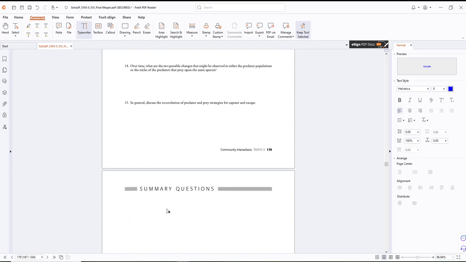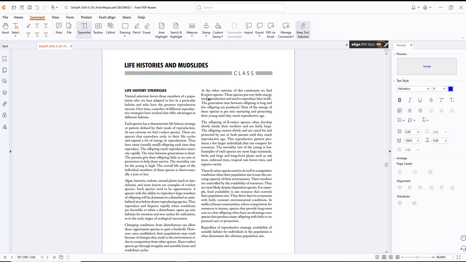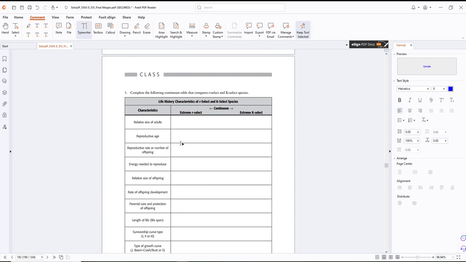There's a lot of information about that in our workbook. So life history strategies, the difference between K select and R select. We're going to take a look and compare the two. When comparing the two, just do one word answers here: the extreme R select versus the extreme K select, one side versus the other side. For example, the relative size of the adults. For an extreme R select, they tend to be small, versus the extreme K select, they tend to be large.